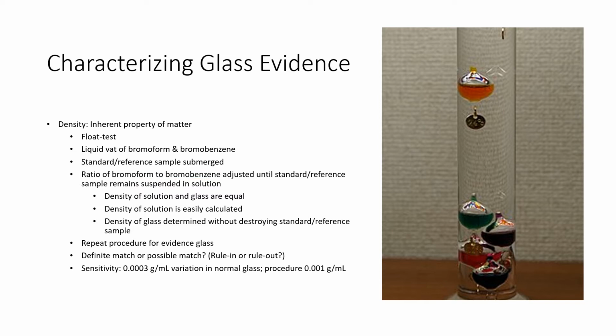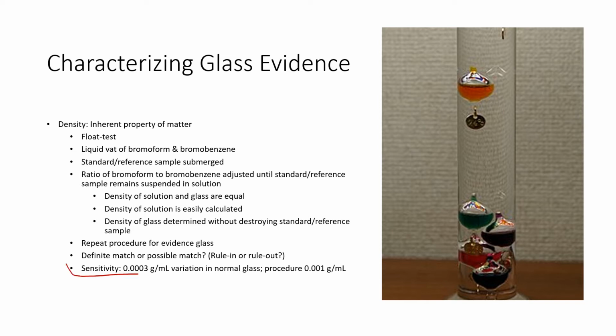The refractive index, we'll see, is the ratio of how much light slows down when it goes through something. So you will repeat this procedure for the evidence glass, and if the ratio of bromoform to bromobenzene was the same for the standard reference sample as for the evidence, it can be a match. It is not a definite match. You can have that piece of glass match that density from a whole slew of other sources potentially. Only really specific individual handcrafted types of glasses are going to be definitive types of tests in this way.